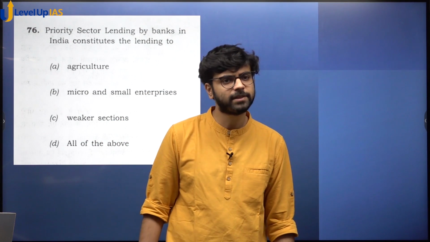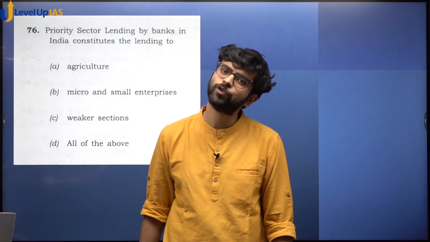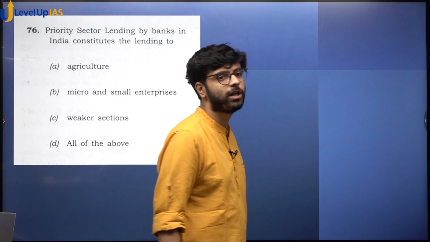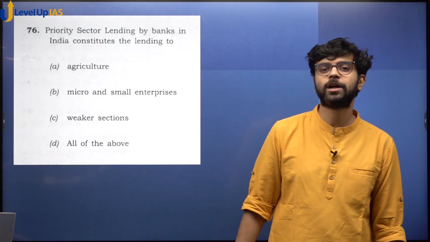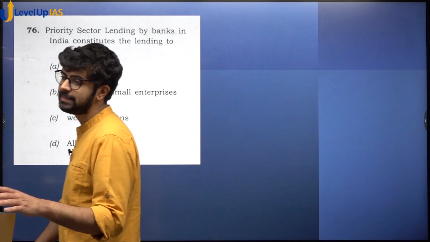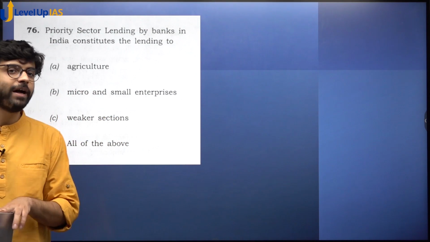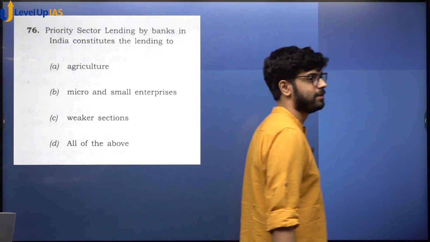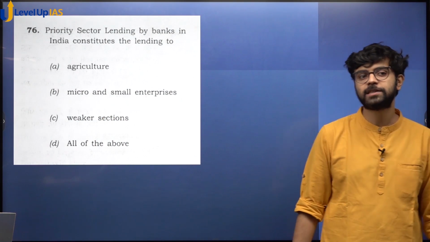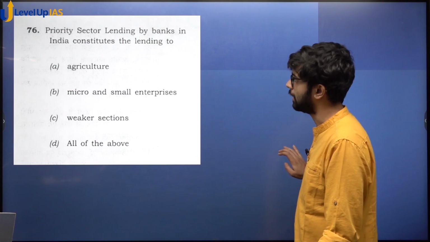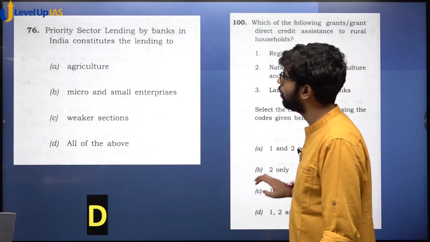It is normally 18%, but it goes up to 40% for foreign banks also. Of what? 18%, 40% of what? Do you know the term? I will tell you the term, it is ANBC. Now I want you to find out the full form. This is your homework. 18 to 40% of ANBC. What is ANBC and why is it called ANBC? You find that out. Answer is D, all of the above. Next.